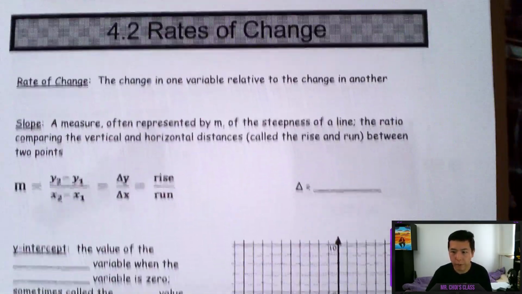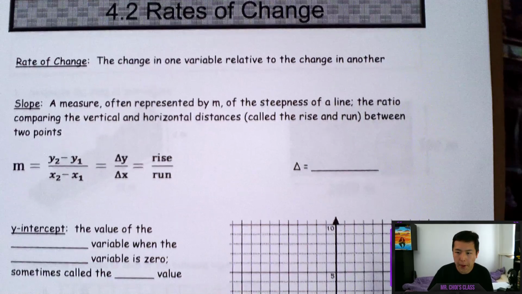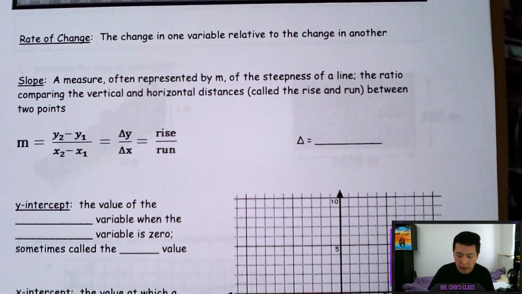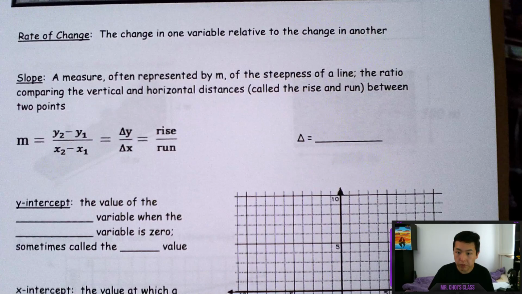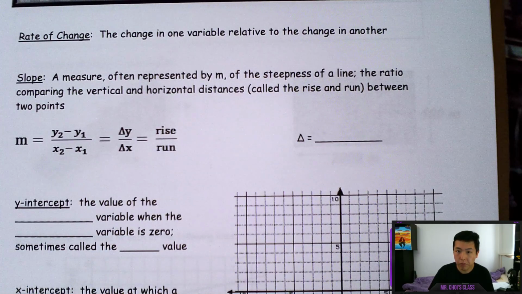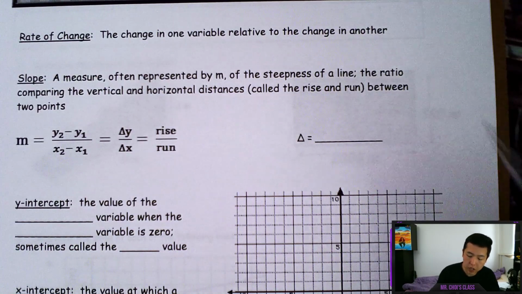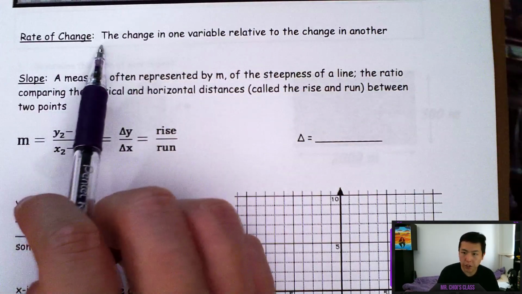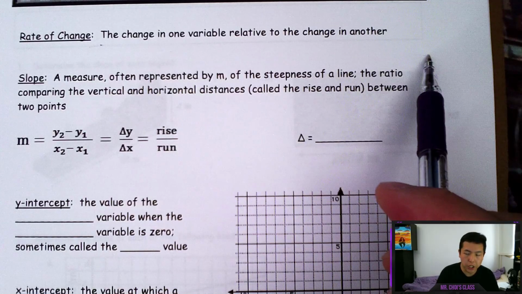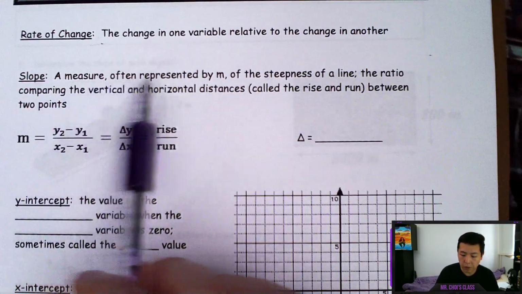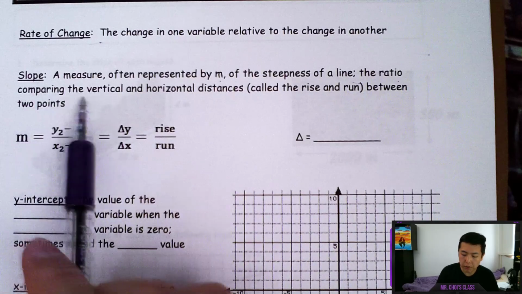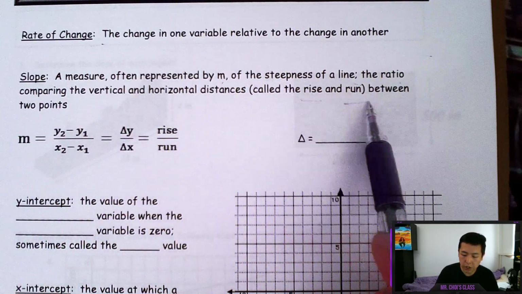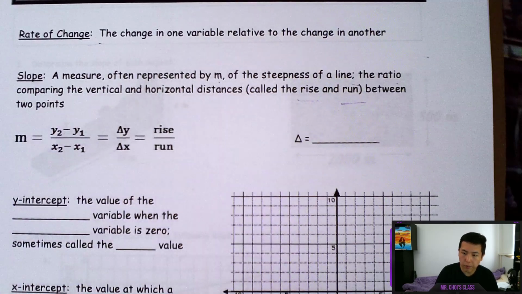4.2, rates of change. Okay? So let's try calculating this stuff here. All right? So, we have here rate of change, the change in one variable relative to the change in another. And for slope, a measure often represented by the variable m, of the steepness of a line, the ratio comparing the vertical and horizontal distances, called the rise and the run, between the 2 points. Okay, and we'll look into detail.